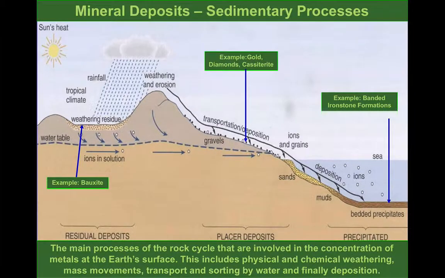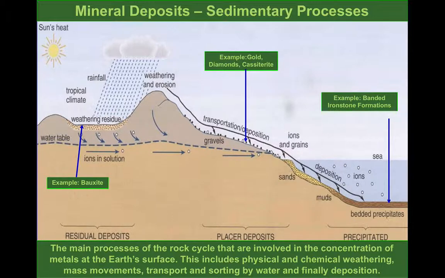There are several sedimentary processes which can concentrate geological resources, including ores, in particular places. For example, we have residual deposits where other material gets washed or leached out of a rock, leaving behind the elements that we're interested in. Bauxite, for example, is formed this way where aluminium gets left behind.